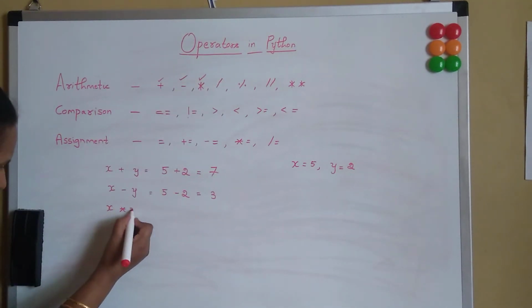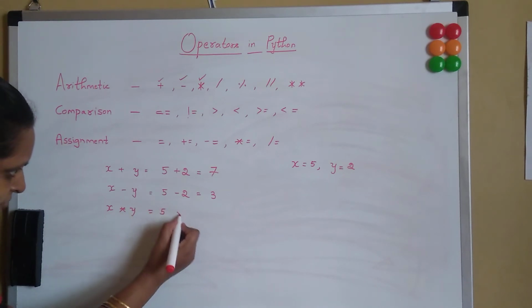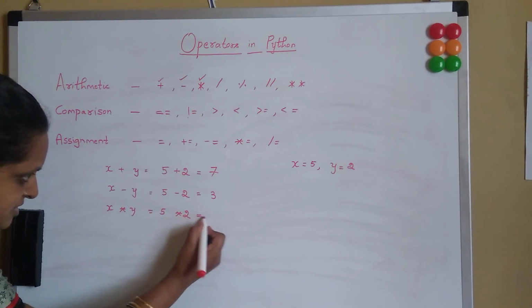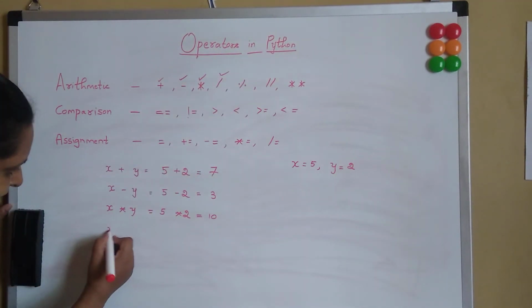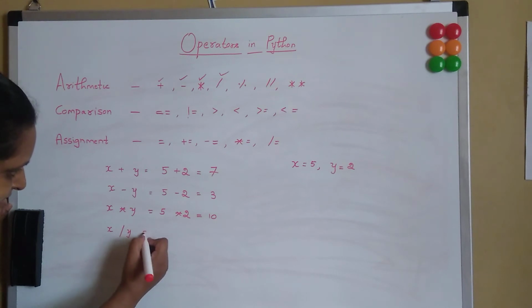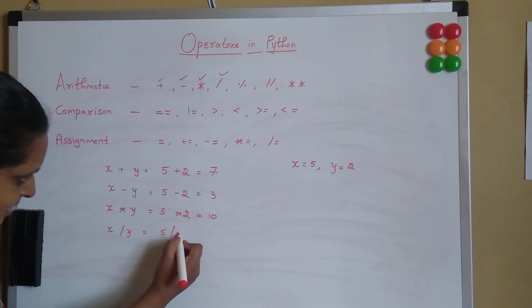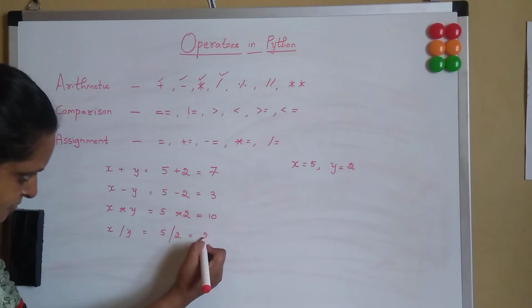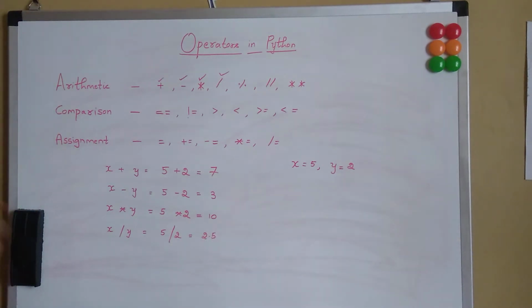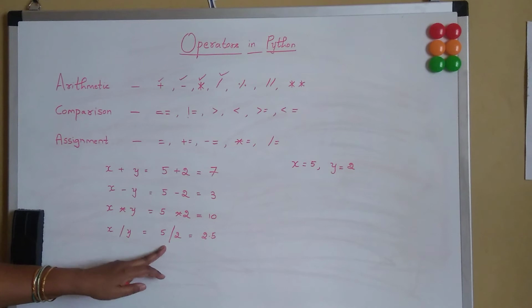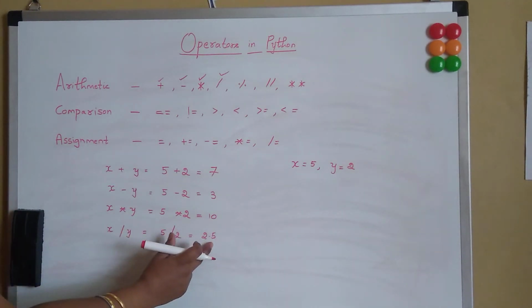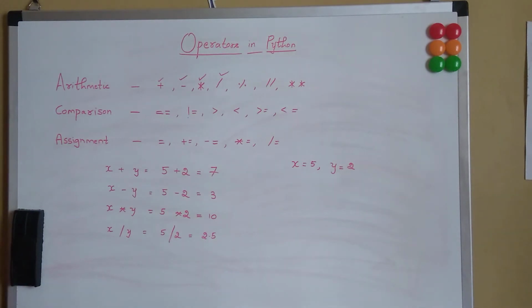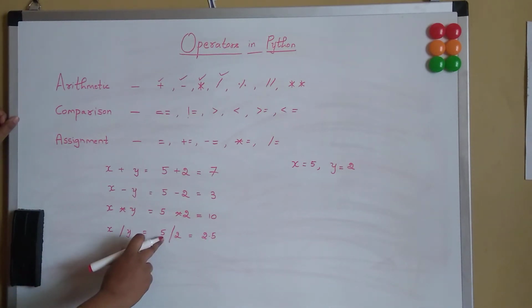Next is the into. x into y is equal to 5 into 2, which is equal to 10. Next is the divide. x divided by y is equal to 5 divided by 2, which is equal to 2.5. Here, divide gives the value in float notation. Even the decimal part, or the floating part, is also given while dividing, by using the decimal symbol.